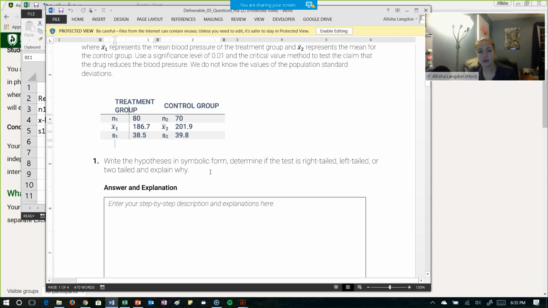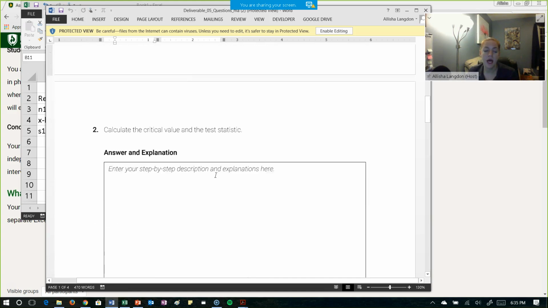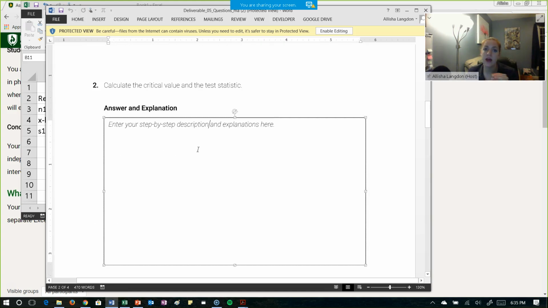Null hypothesis, alternative hypothesis, determine if it's left-tailed, right-tailed, or two-tailed, and explain why. Make sure you have those explanations in there. You know the drill by now. 2, calculate the critical value and the test statistic. We usually do the test statistic first and then the critical value. It doesn't really matter. Show your work, explain how you came up with that.